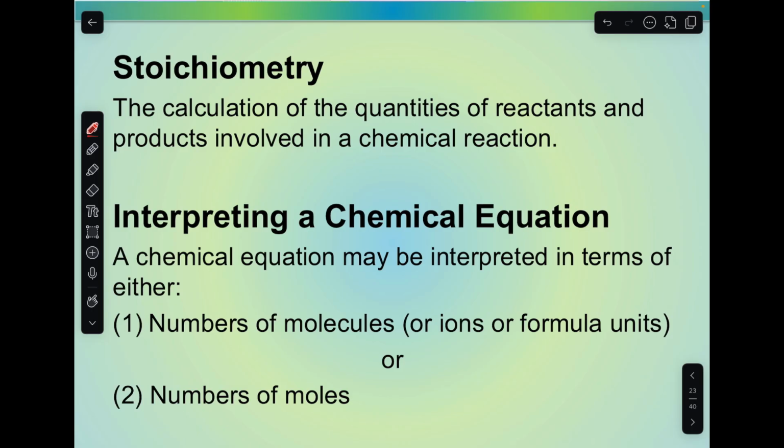Okay, so let's talk about stoichiometry. We've already been doing this quite a bit, but this is just extending it a little bit further. So when we're talking about stoichiometry, we need to talk about chemical equations. And so a chemical equation can be interpreted in terms of either the number of moles or ions or formula units, or the number of molecules or the number of moles. Either one's fine.